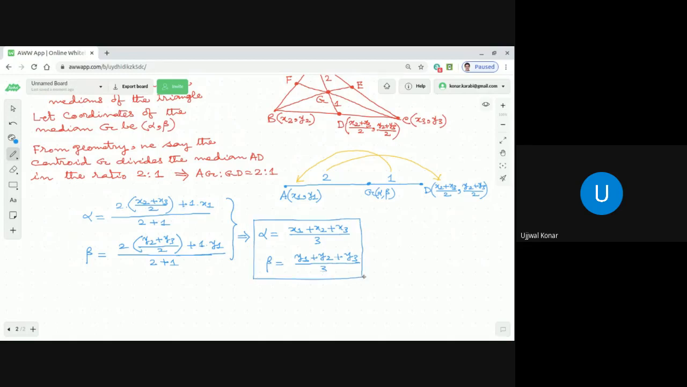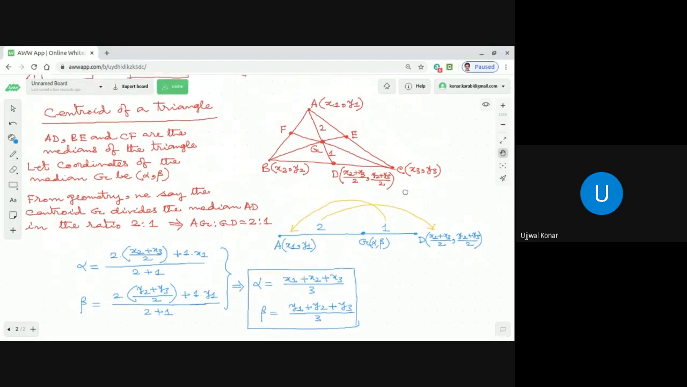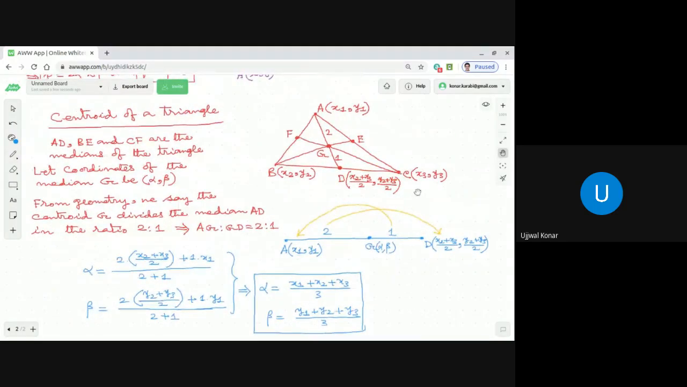So dear students, what we found out is a very interesting thing: if x1 y1, x2 y2, x3 y3 are the coordinates of the three vertices of a triangle, then the coordinate of its centroid is x1 plus x2 plus x3 by 3, comma y1 plus y2 plus y3 by 3. I hope it is well understood.